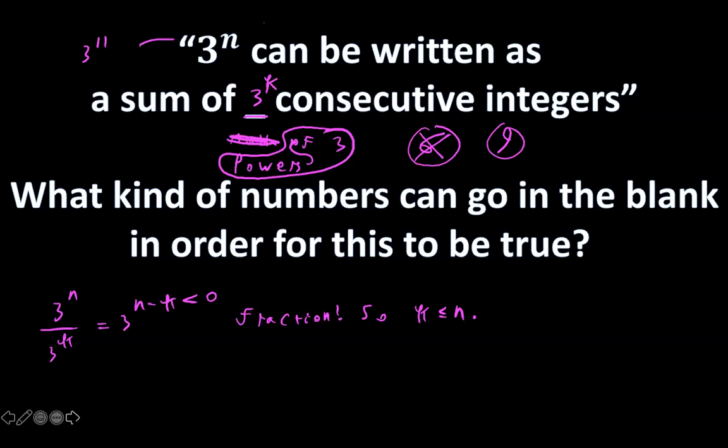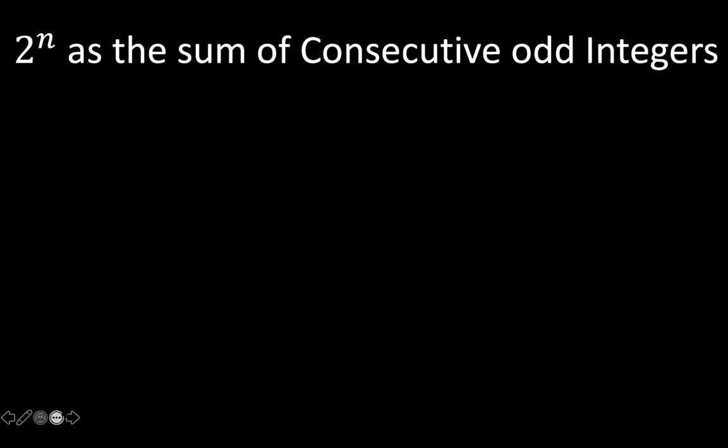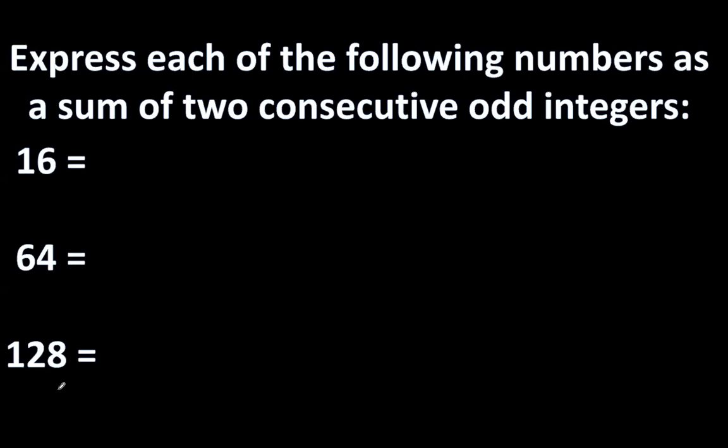So let's start with 2 to the n. Let's do the exact same thing that we did before. Notice we're going to talk about doing consecutive odd integers. So we'll start off just assuming that's what we're going to do. We'll see why that needs to be put in there, though. So let's start here. We want to express each of these numbers as the sum of 2 consecutive, and again, odd integers. So when we had 9 and we did 3 consecutive integers, we had 2, 3, and 4.